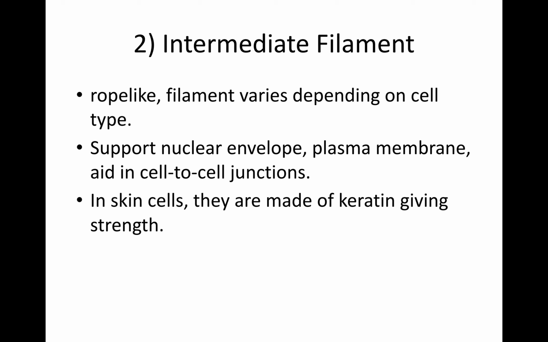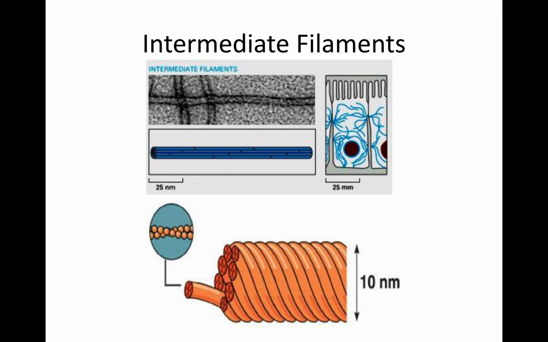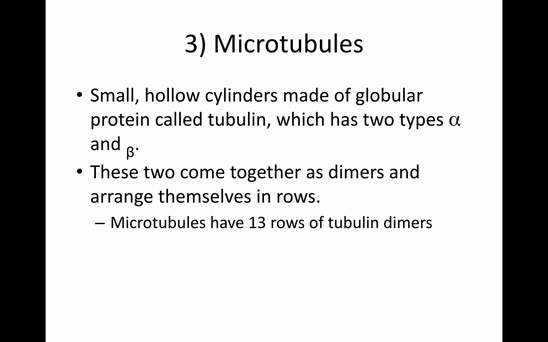All right, moving on. So this is what an intermediate filament looks like. It's made of a bunch of fibers. It looks like a rope. So in the test, if you see rope-like fibers, that's intermediate filaments.